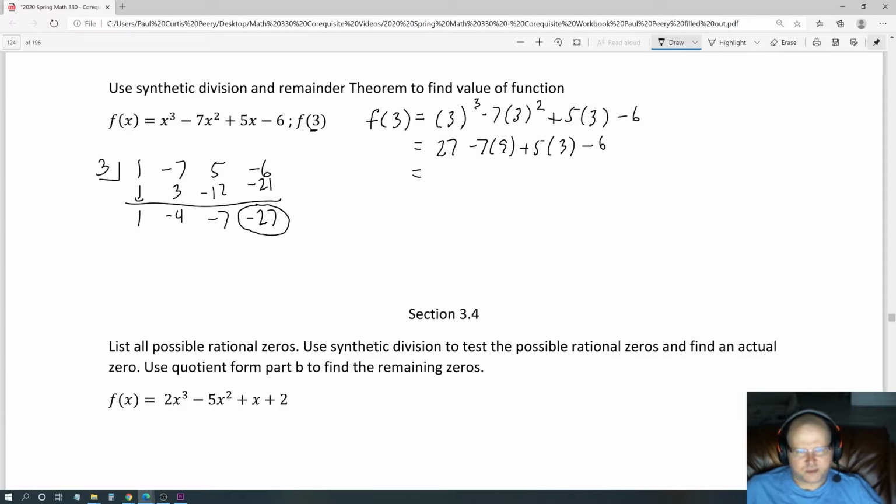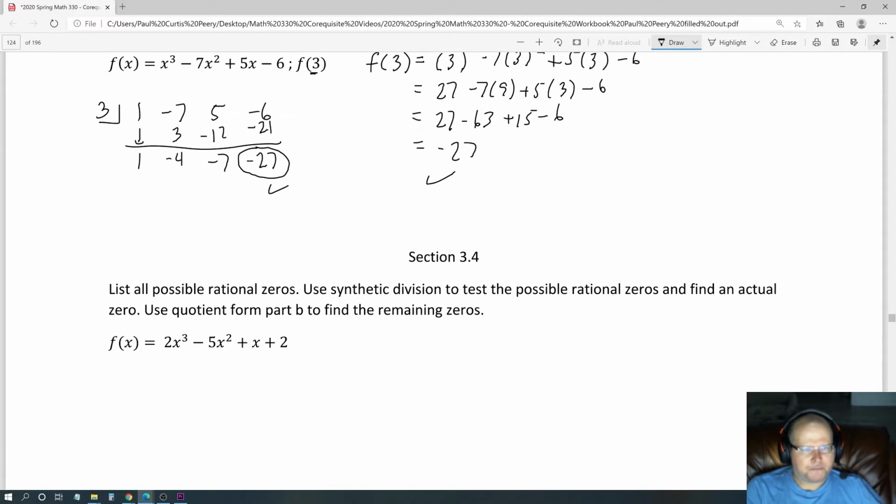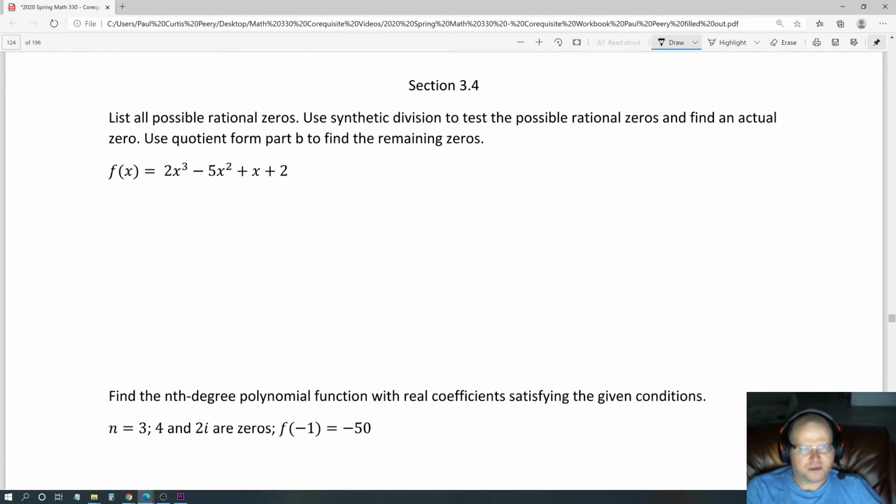Then after exponents, we deal with multiplication. Negative 7 times 9 is negative 63. 5 times 3 is 15. Negative 6. And then we combine all that, we get a negative 27. Check. These match. Okay. So that's how to use synthetic division and the remainder value theorem to find the value of a function. Probably mistyped that. Okay. Hopefully that makes sense, the way we do that.